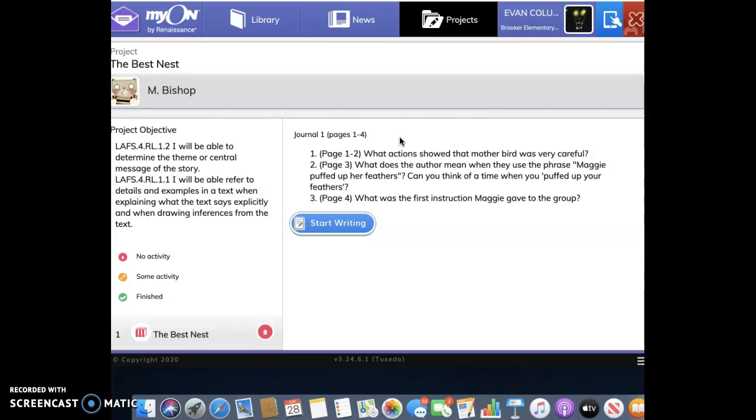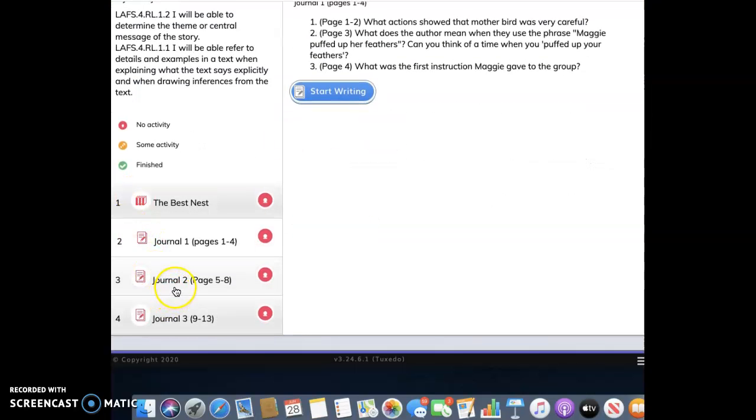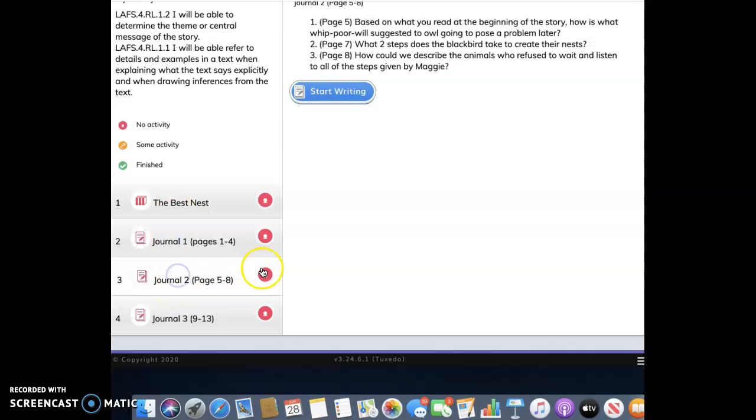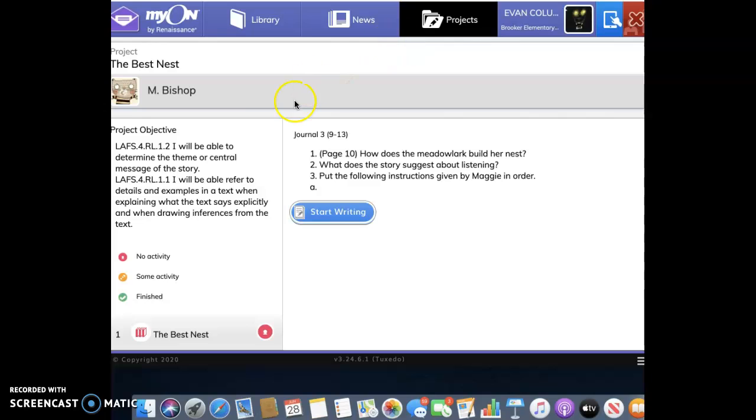The question says, what actions showed that Mother Bird was very careful? So you will go back to pages 1 through 2 and look at what the text says and you will answer that question. You have 3 journals to do this week. So journal 1 is for Monday. Journal 2 is pages 5 through 8, that's Tuesday. And journal 3 is pages 9 through 13, and that is Wednesday.